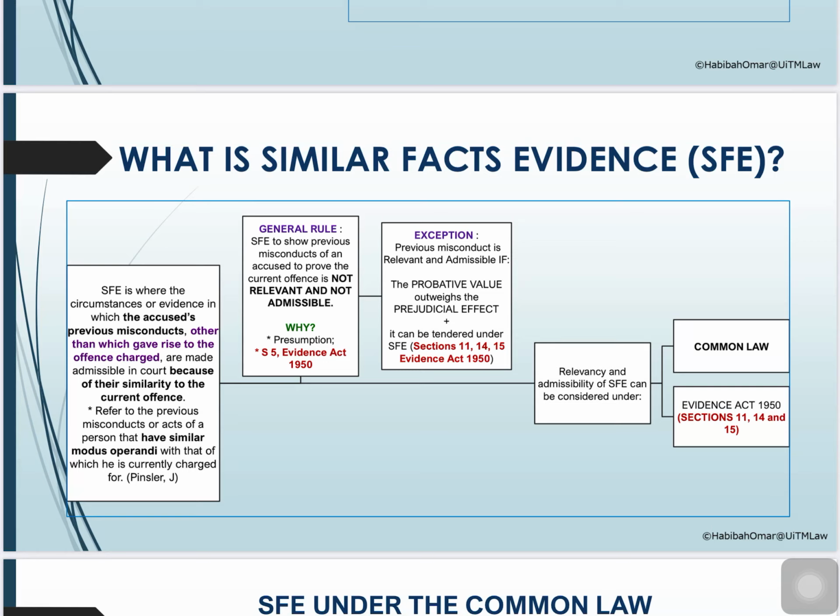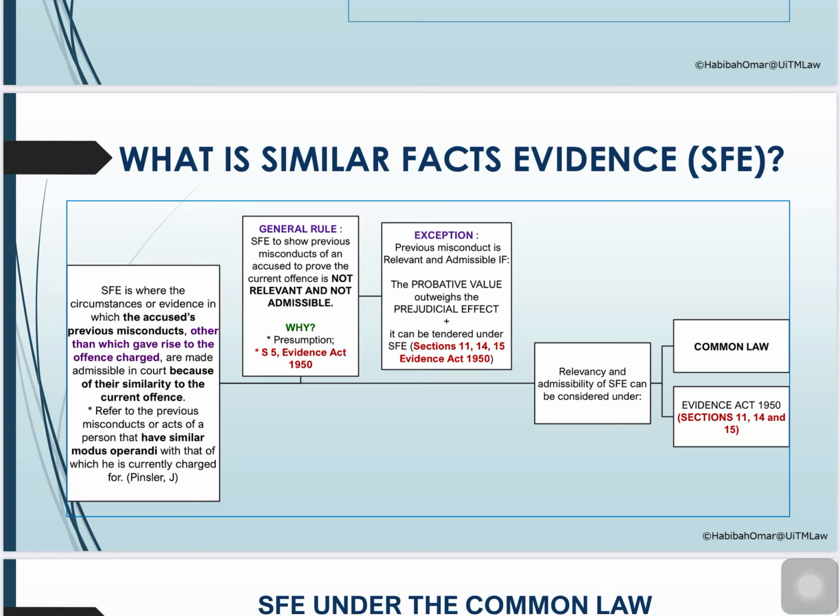The second rationale for disallowing the previous misconducts of the accused person from being tendered as evidence in the court to prove the current charge is because of Section 5 of the Evidence Act 1950. If you recall, Section 5 says that if you are tendering evidence in the court, it has to be relevant to the facts in issue and it has to be a relevant fact. So it either proves facts in issue or it proves relevant facts.